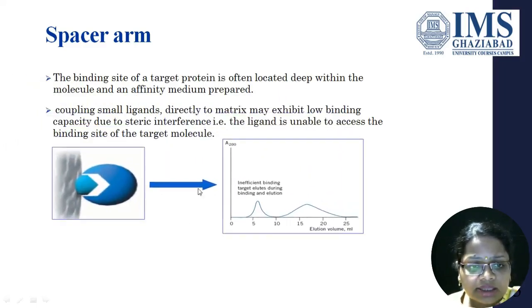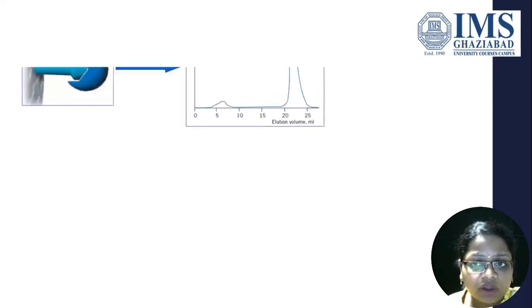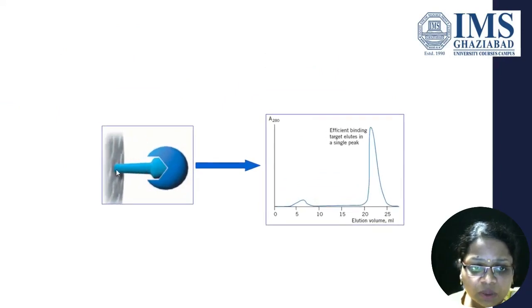This figure shows how a ligand is binding to the target analyte, and in that case there is insufficient binding of the target, because of which the elutions are not proper. But once we use these spacer arms, which are certain lengths of carbon chains, the analyte properly interacts with the ligand and is also properly eluted, giving us a single peak.